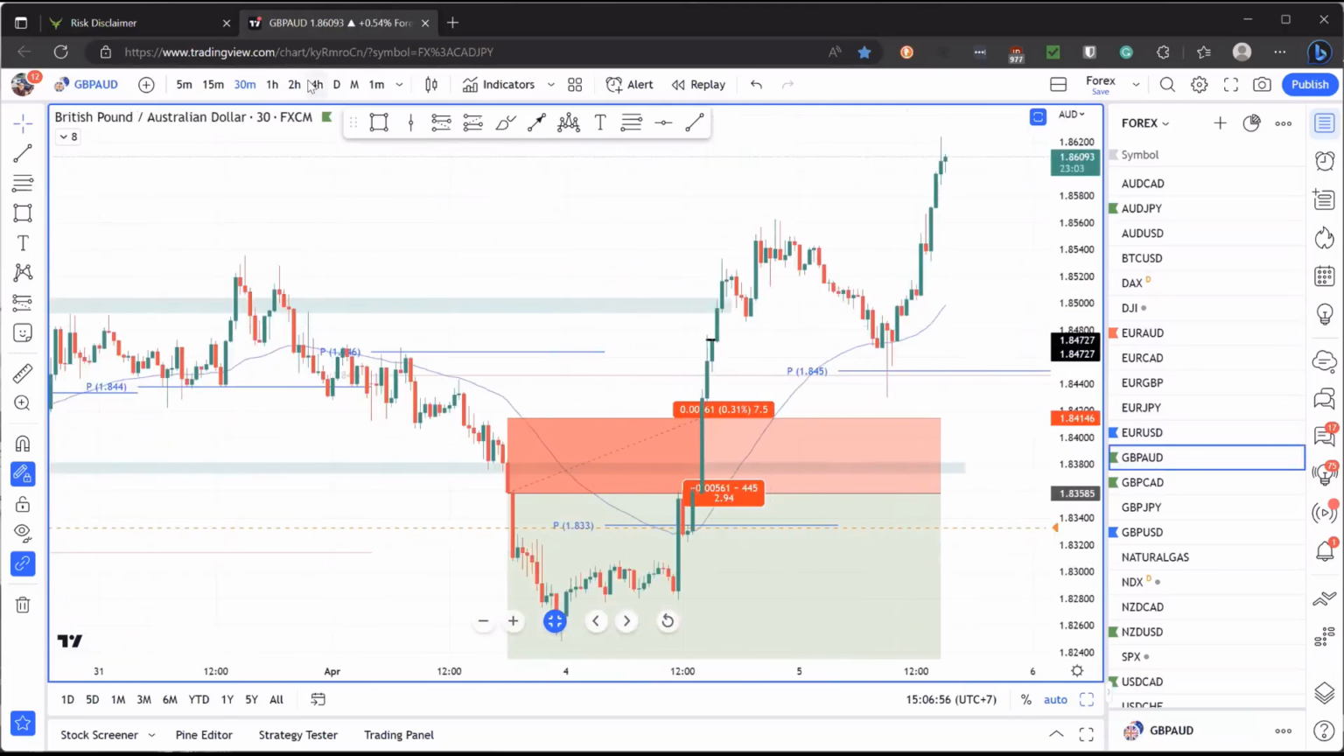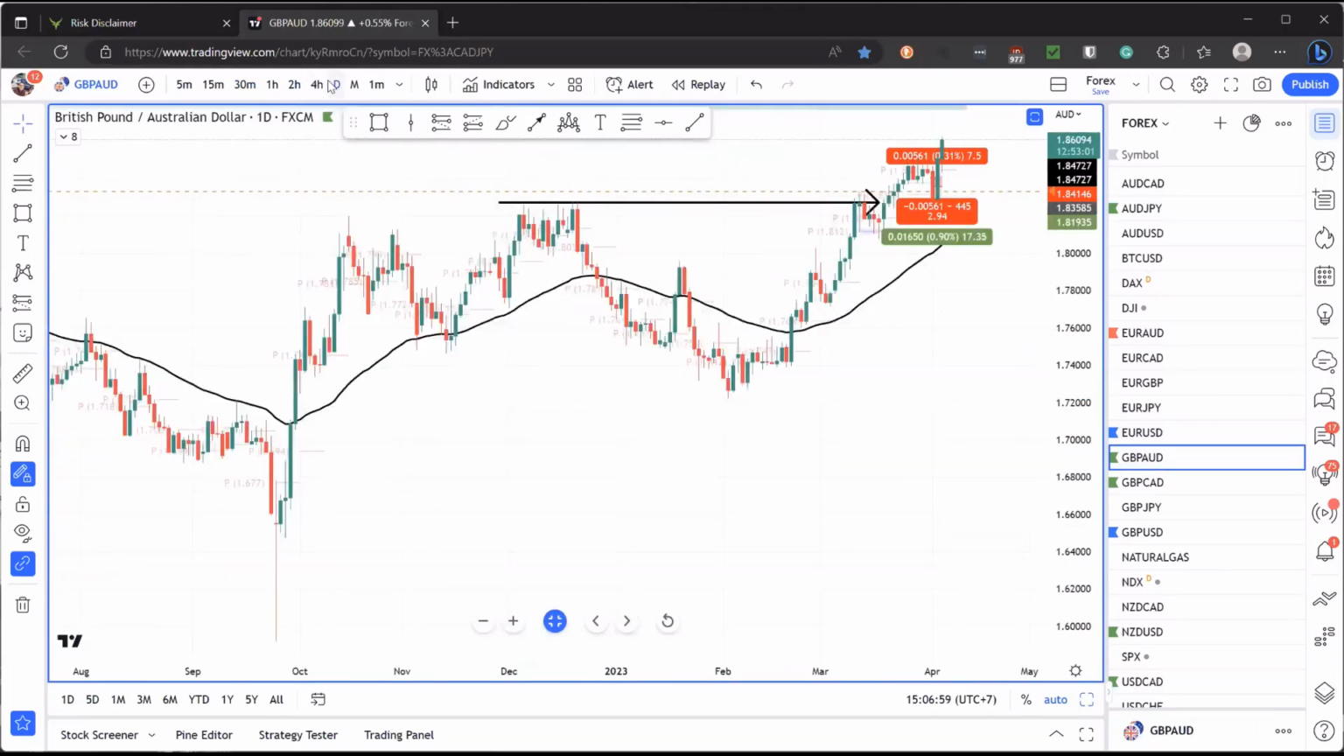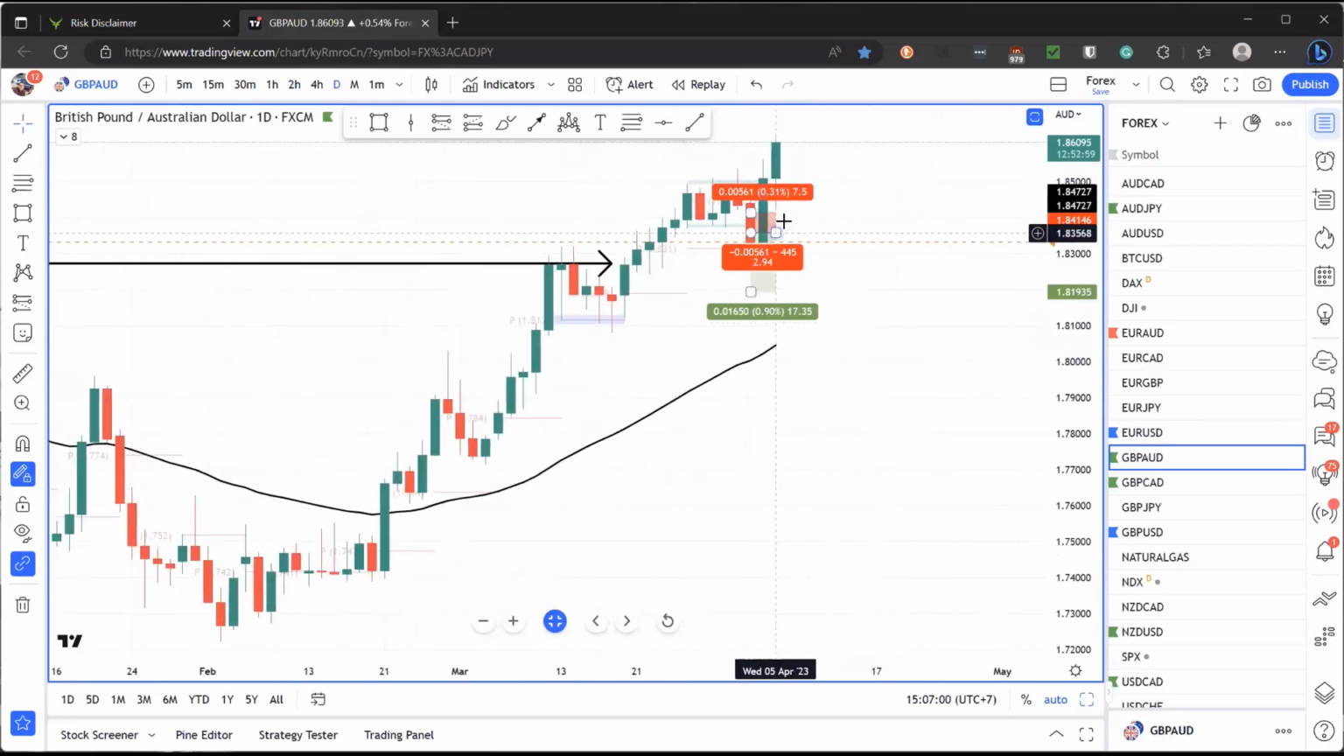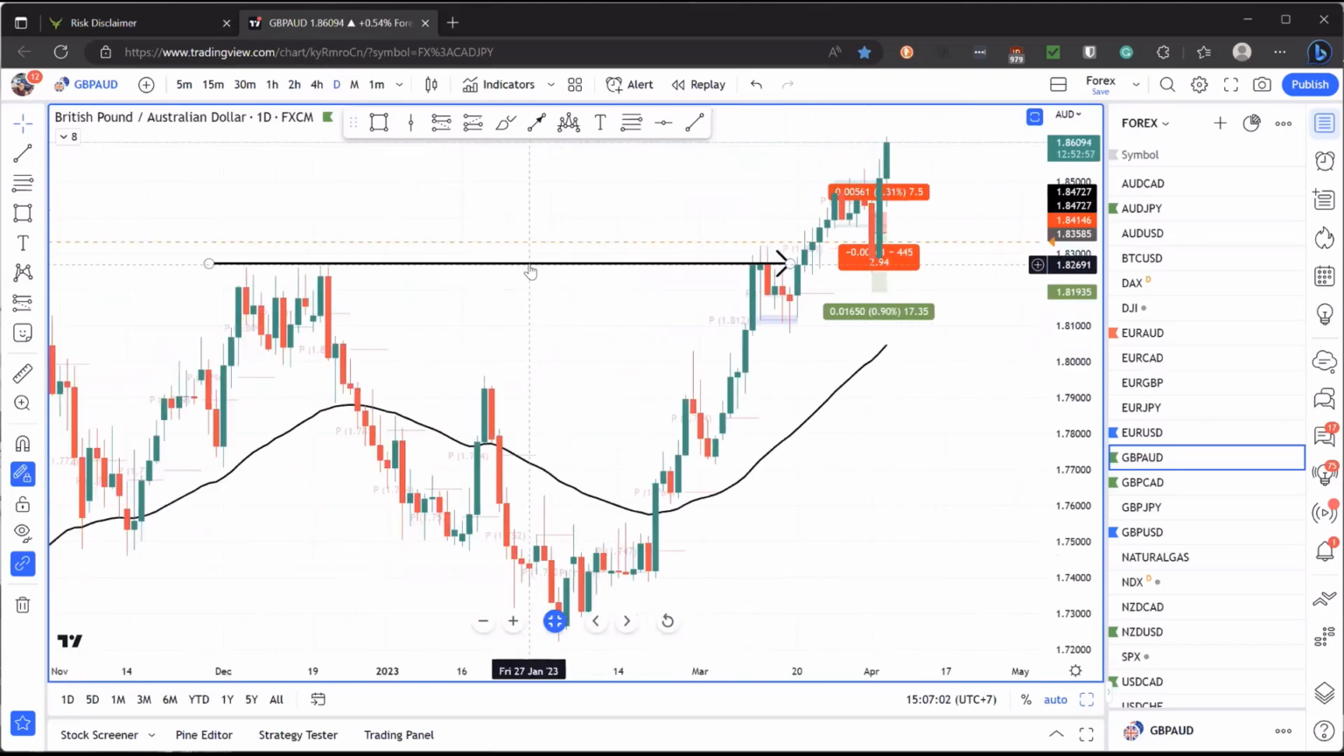British pound Aussie, this was, I'm not sure, a personal mistake, I would say. So I went short. Here's the daily. You can see we had the high here. We had a lower bounce, and broke above it. And I was thinking maybe this could turn into a long-term fake out. I was completely wrong. Obviously, without the benefit of hindsight, it's impossible to know.